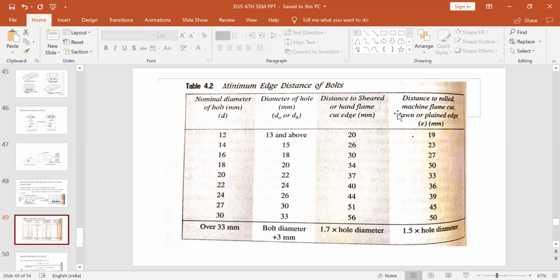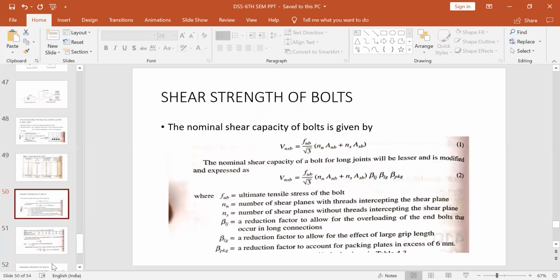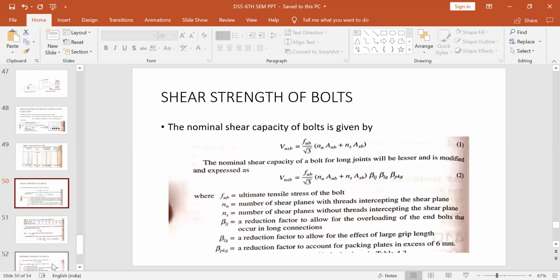Now this is the distance to be rolled from the machine end, flame cut or plane edge, that means this edge distance. For a 12 mm nominal dia bolt, the edge distance is 19. For 16 mm, it is 27. For 24, it is 39. Likewise, you have to see the nominal dia and the edge distance from this table. This table is also given in the IS 800 code book. All right, these are the main specifications that we have learned.